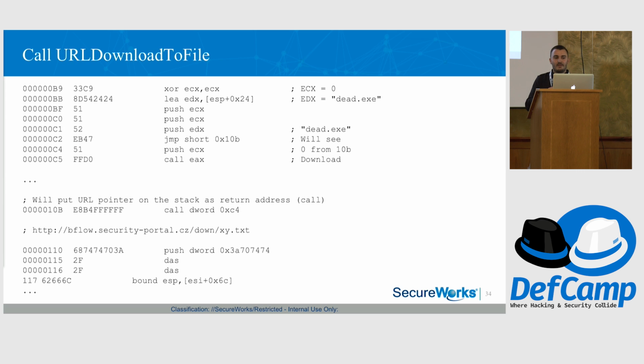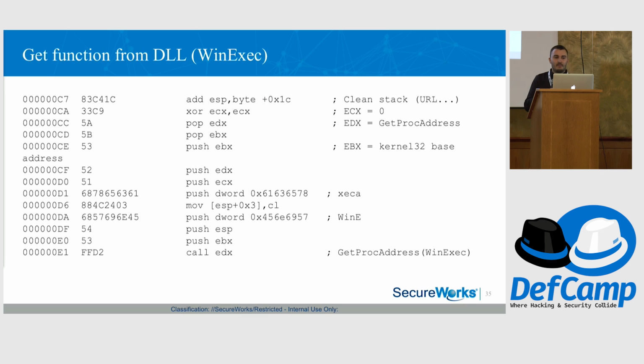After you get the address of URLDownloadToFile, you just call it with a specific URL and a specific file on the disk where the file is to be saved, and the file will be downloaded. This is an example of a single function call. Then you want to execute the file. You download the file, but you need to execute it.